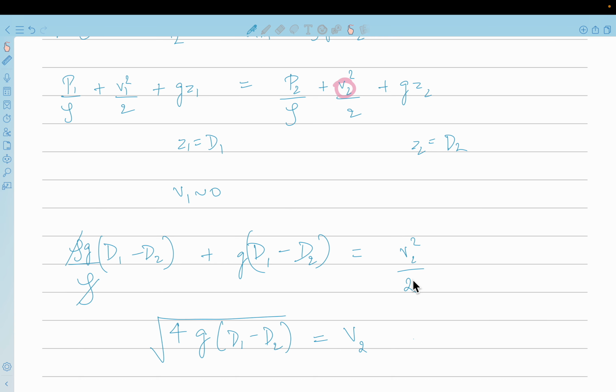Is this okay? Have I made any mistake? Is this okay? Any questions still here? Okay. Yeah, I think I've kind of double counted the effect of gravity.